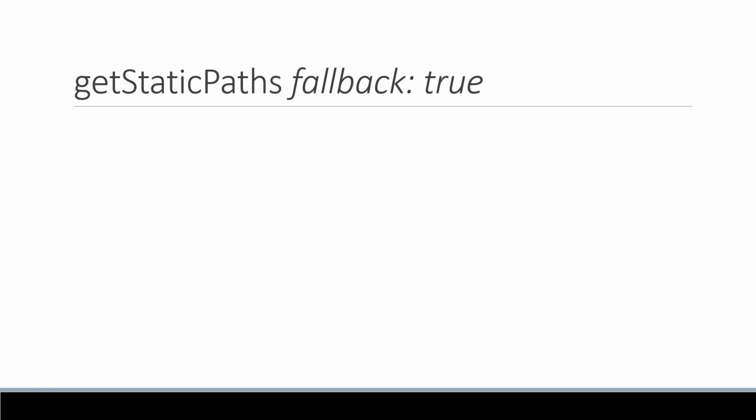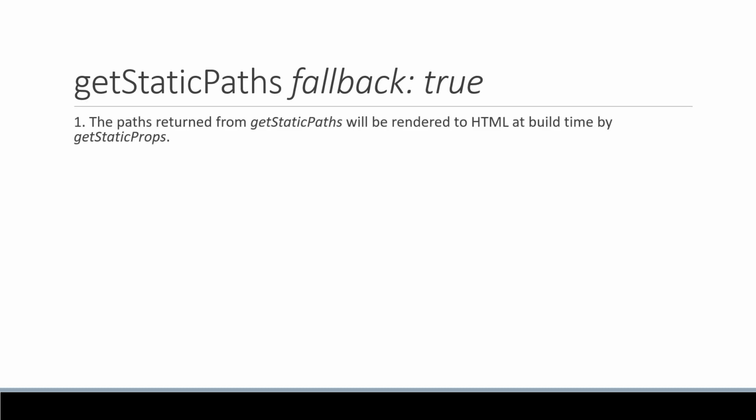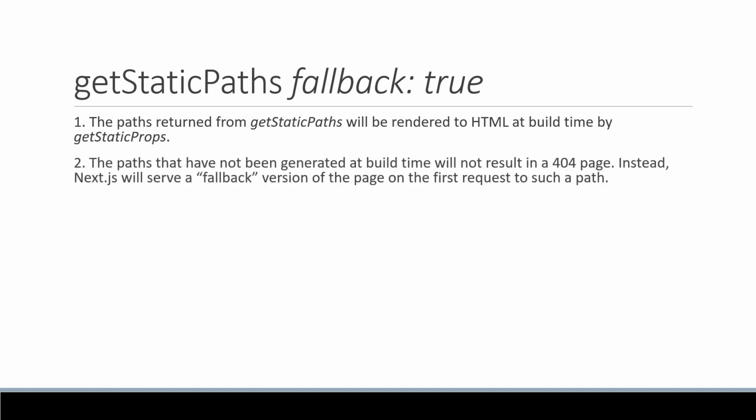First, let me walk you through in theory how fallback set to true affects pre-rendering. The first point is that the paths returned from getStaticPaths will be rendered to HTML at build time by getStaticProps. This is the same as fallback set to false, so there is nothing new here. However, the paths that have not been generated at build time will not result in a 404 page. Instead, Next.js will serve a fallback version of that page on the first request to such a path.